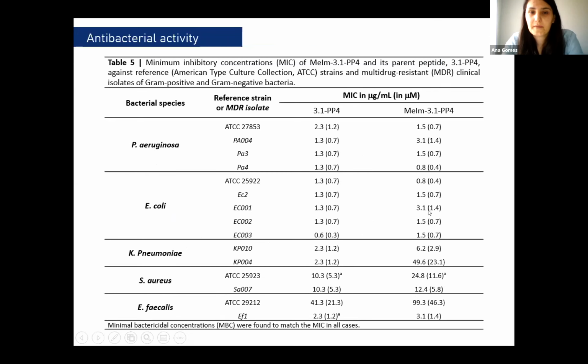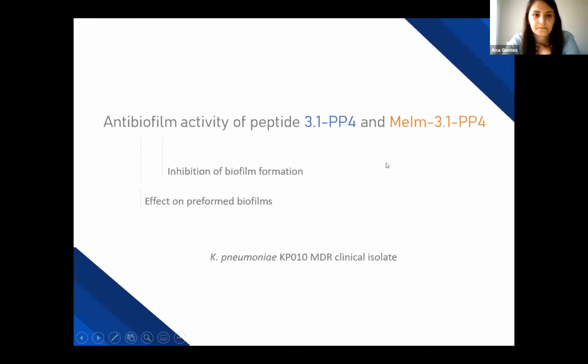So both peptides were tested against reference and multi-drug resistant clinical isolates previously tested for the chimeric peptide. And as you can see here, there are no significant differences in the antibacterial activity, with a few exceptions, indicating that this new modification and this new construct is able to retain the antibacterial activity of the parent peptide, the chimeric one.